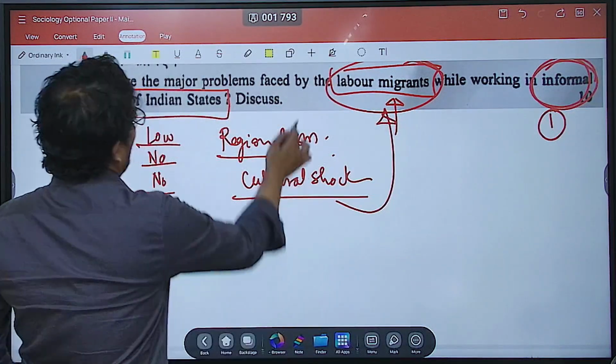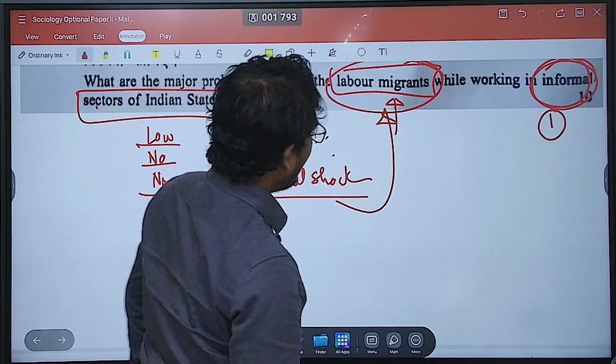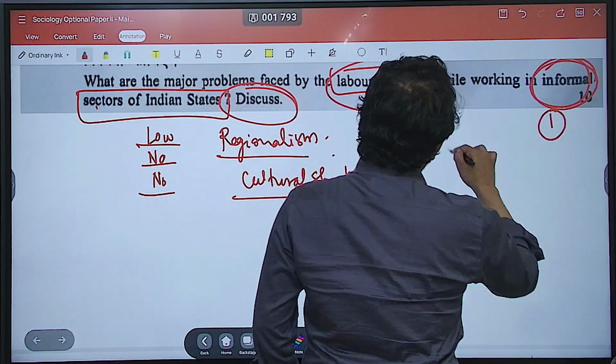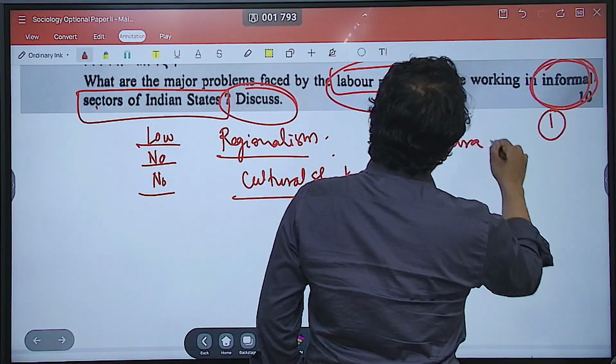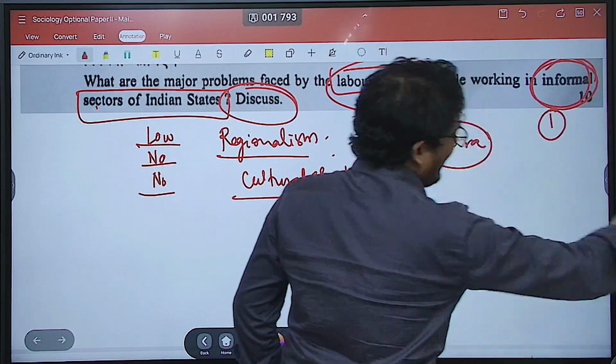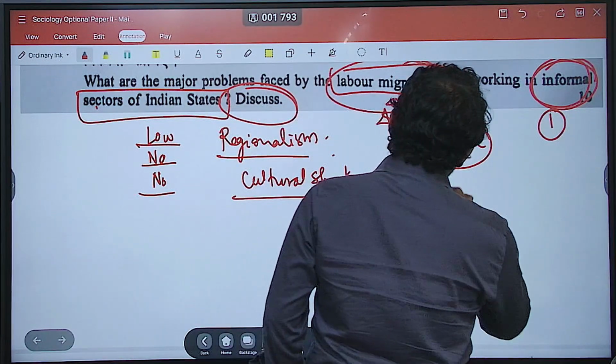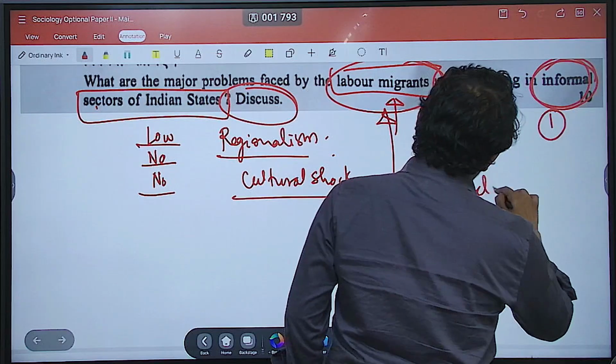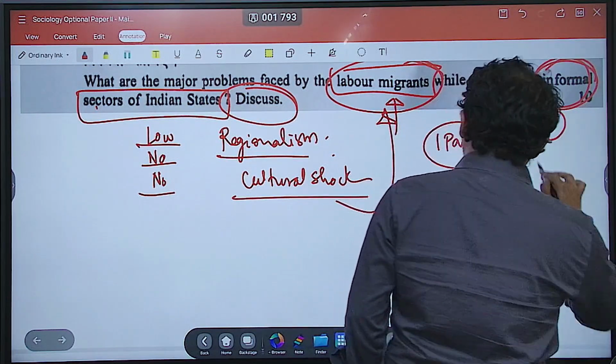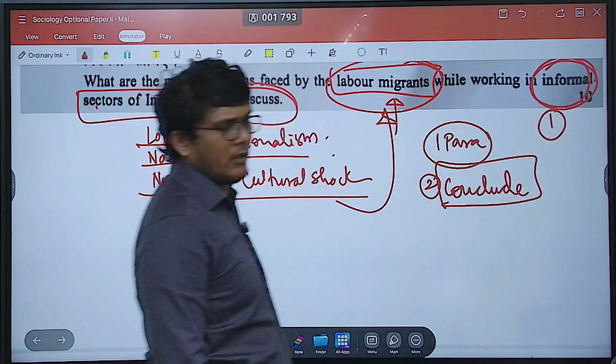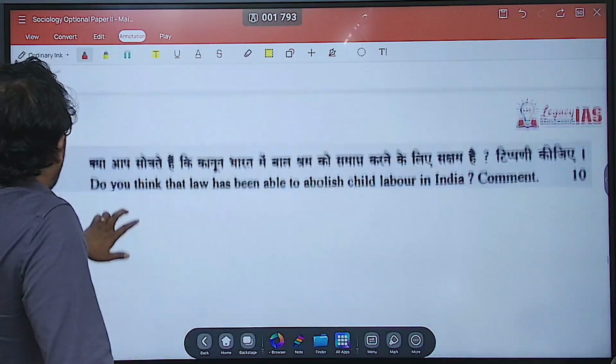Now, since you are asked to discuss, in one paragraph you talk about why, even after these challenges, they still come over here due to the push factor that is there, and you can conclude by writing what solution can be provided, and you conclude your answer. I hope that's clear. Let's move ahead.